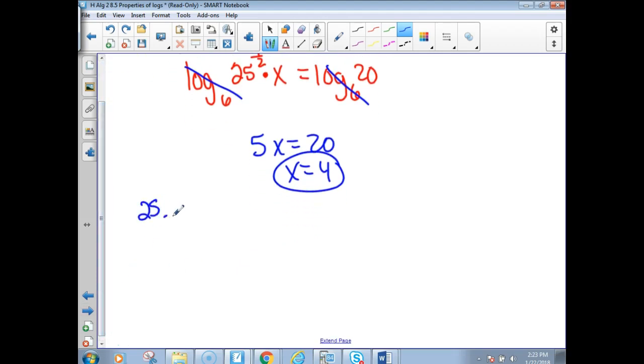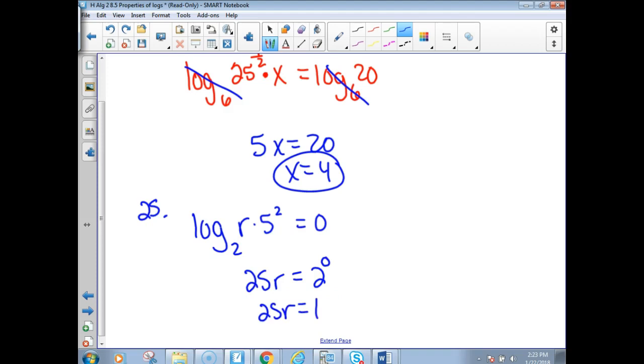And then last but not least, our 25. I'm just going to go ahead and rewrite it as one logarithm. It's the log in base 2 of r times 5 squared equals 0. Now, let's rewrite it and exponentiate it. R times 5 squared, that'd be 25r. And the base is 2, the exponent's 0. 2 to the 0 is 1. So I get r as 1/25.